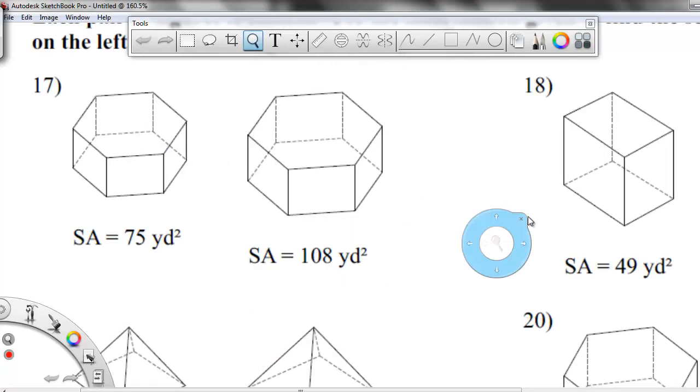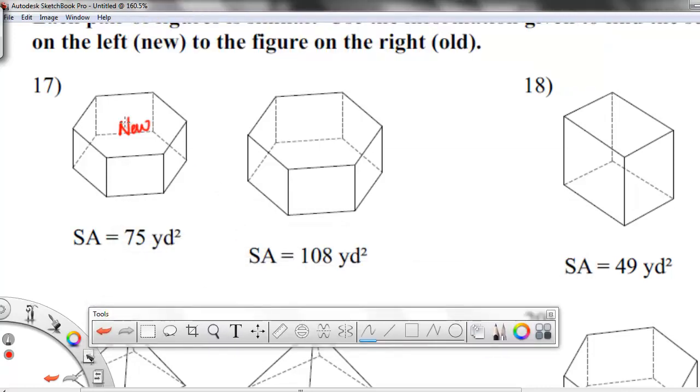On 17 through 20, they kind of change things up a little bit. I think if you go through and read the text, it talks about the surface area of different figures. If two figures are similar, their surface areas will also be proportional. Let's take a look at 75. Now this is a new. Isn't that what we said up here? New is on the left, old is on the right.